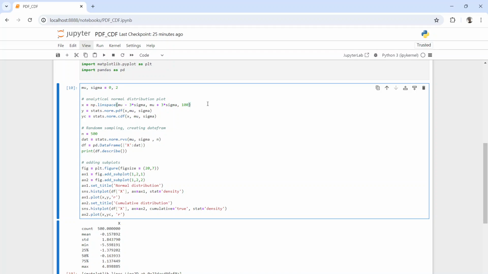This line generates 100 evenly spaced values ranging from mu minus 3 times sigma to mu plus 3 times sigma, which typically covers 99.7% of the data in the normal distribution. Y calculates the PDF at each point in X using stats.norm.pdf, while C calculates the CDF value at each point in X using stats.norm.cdf.